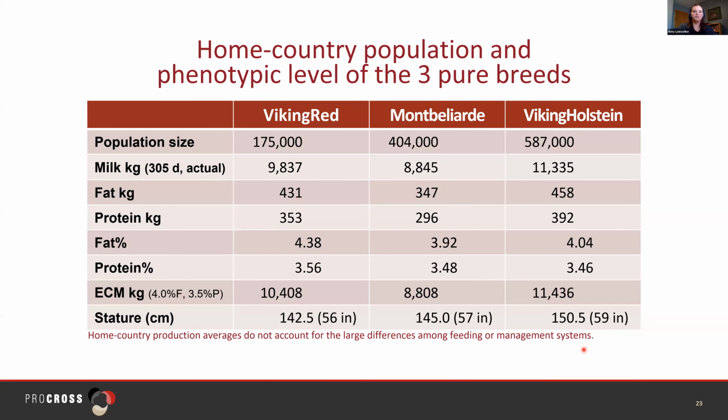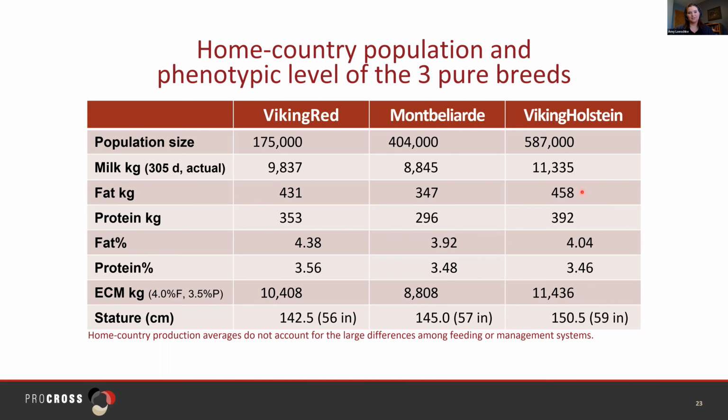I want to introduce you to the production levels and the population sizes within breed for the 3 breeds of ProCROSS. Across the top here, you can see all 3 breeds have large populations to work with. All 3 of them have implemented genomic selection in a wide way amongst that population as well, and from the bull studs themselves and not selective genomic testing from the dairy farmers. That's really important.